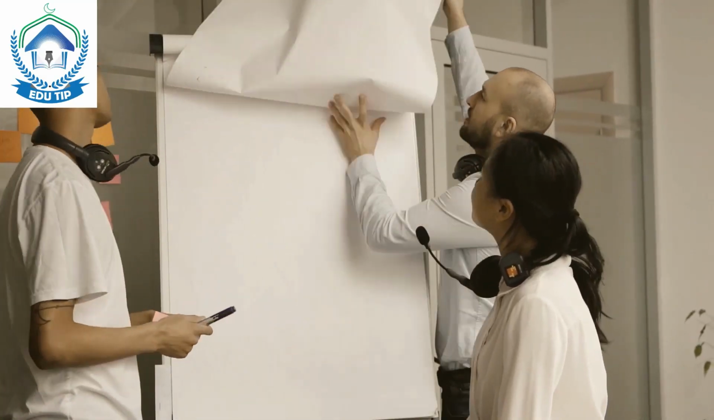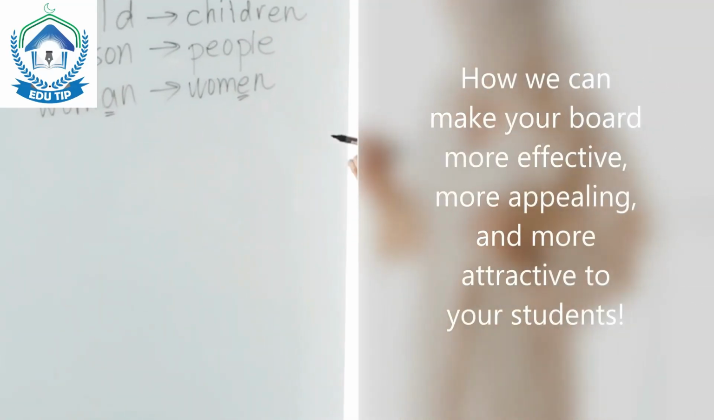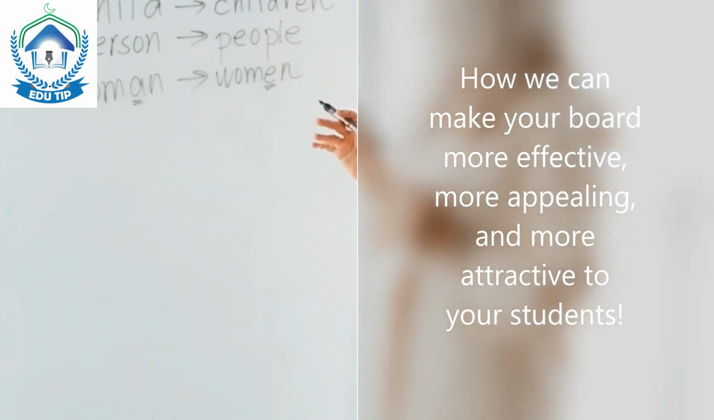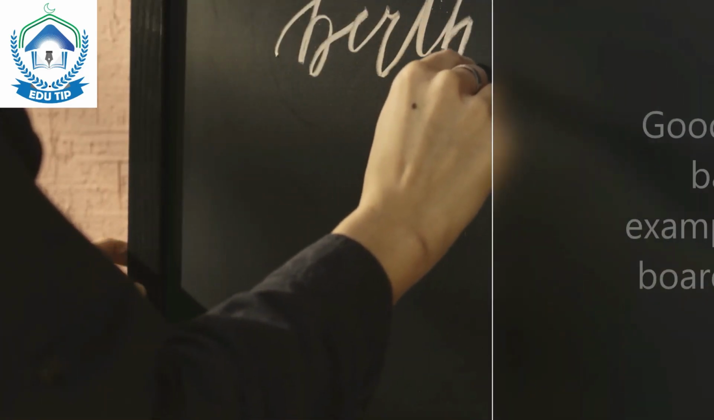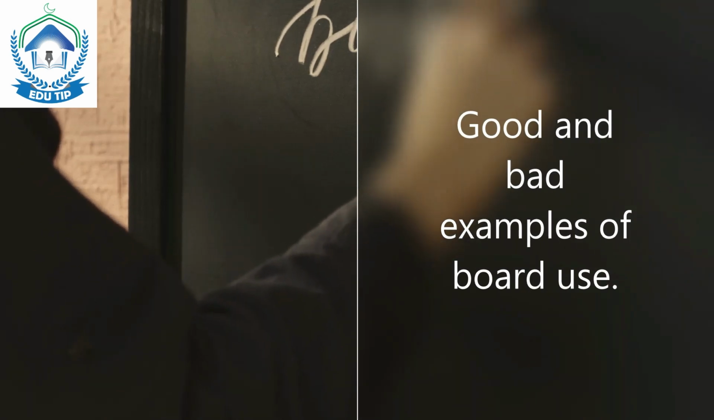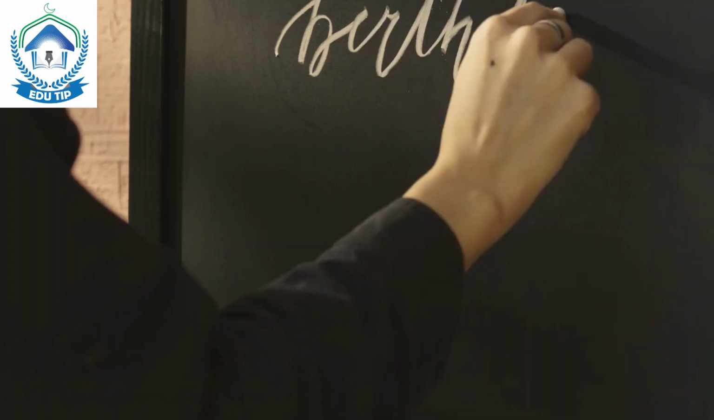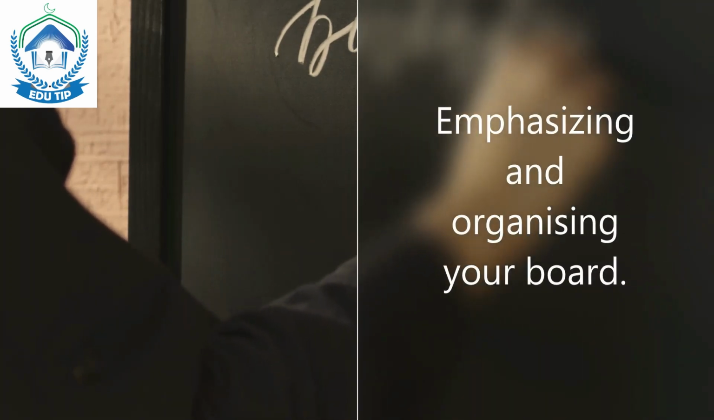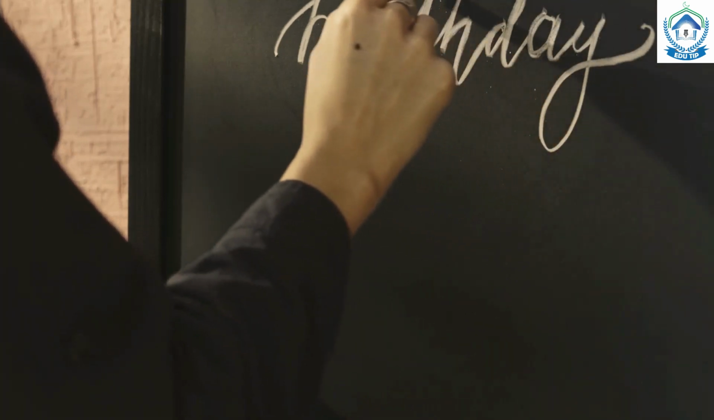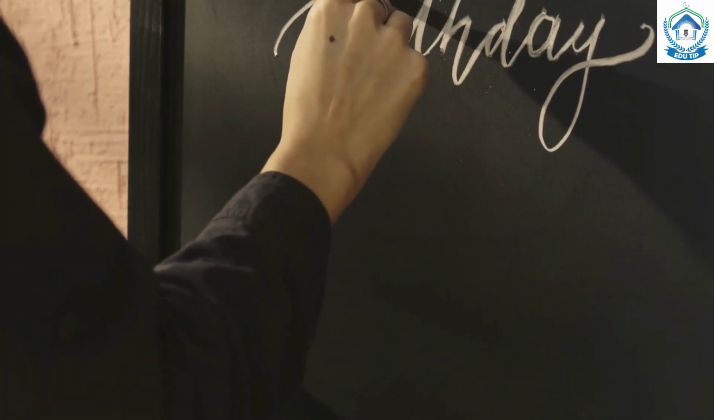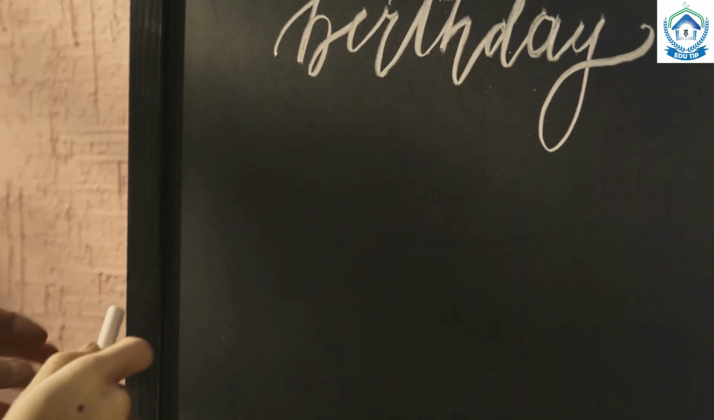In this lesson, we are going to look at the board and how we can make it more effective, more appealing, and more attractive to your classes and your students. We will look at examples of good and bad board usage. We'll also look at the basic blackboard rules along with emphasizing information and organizing the blackboard so it's effective. We'll also look at things like using tables and how we can structure it for classroom and behavior management.